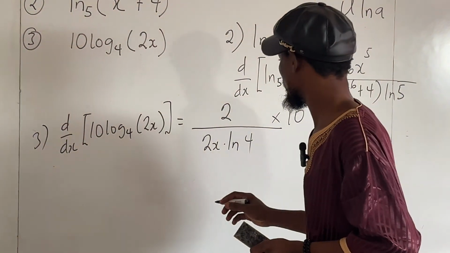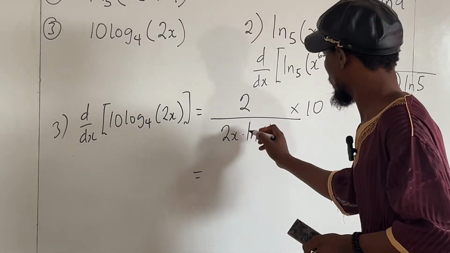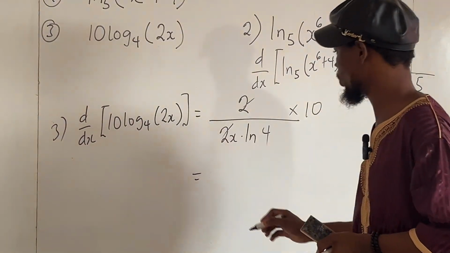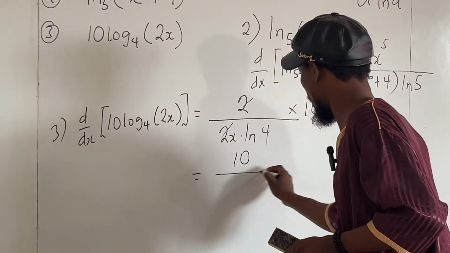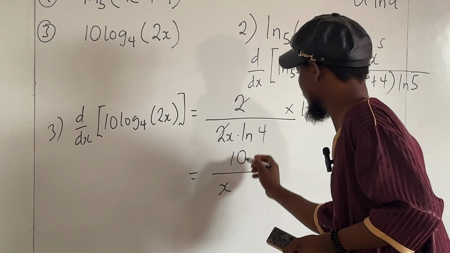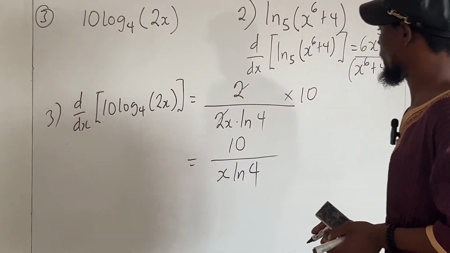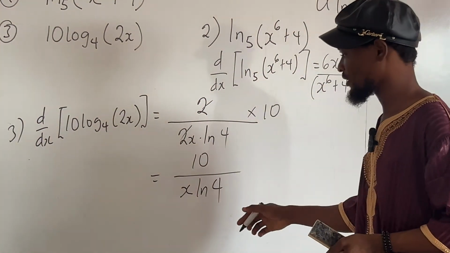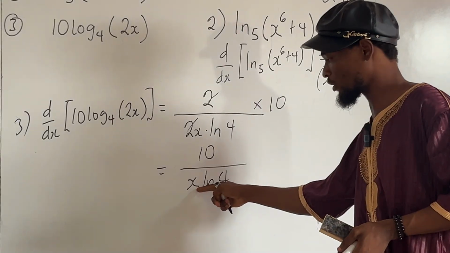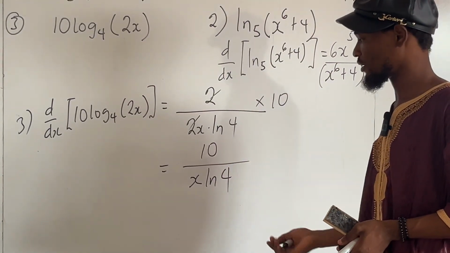So therefore, 2 cancels 2 over here. So we have 10 all over x, then log of 4. As simple as that. And this is the same as, you can bring this over here. This is just simple algebra.